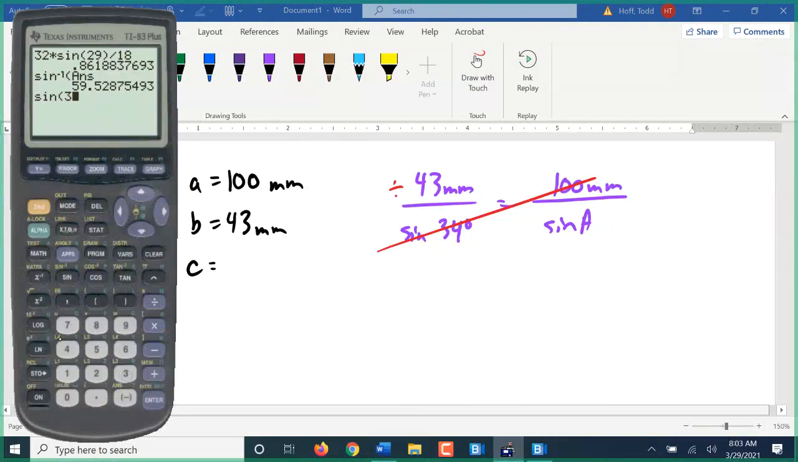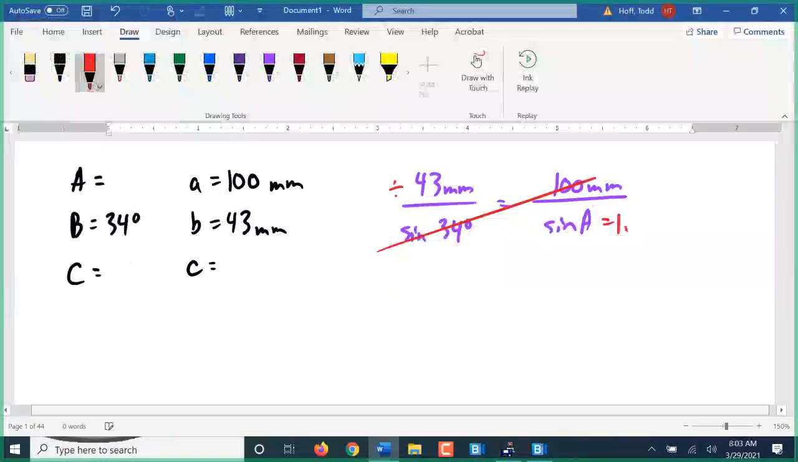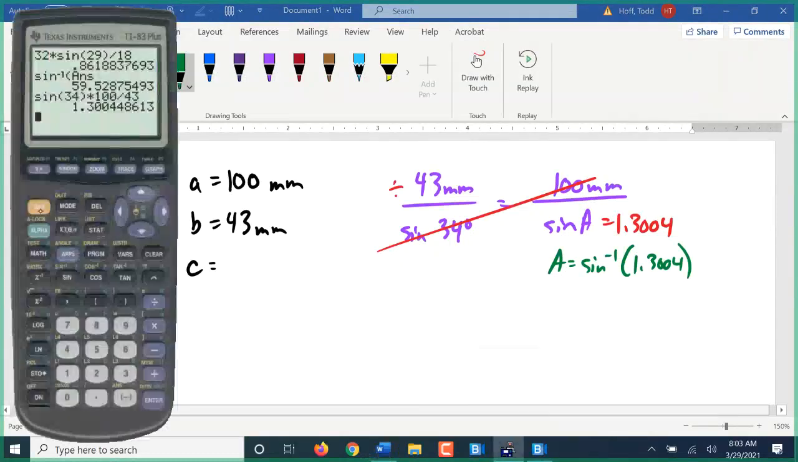Sine of 34 degrees times 100 divided by 43. 1.3004. Anybody see a problem brewing there? That's bigger than 1. If I try to do an inverse sine here of 1.3004, my calculator is going to tell me to get bent. Can't have a sine bigger than 1, can we?